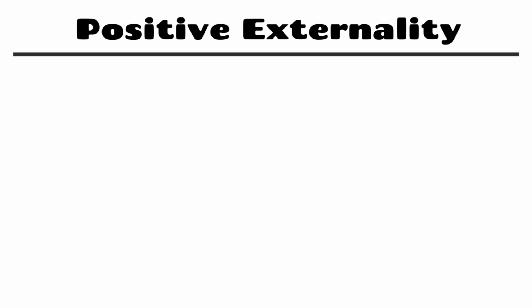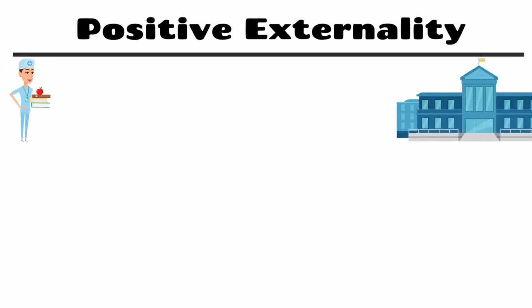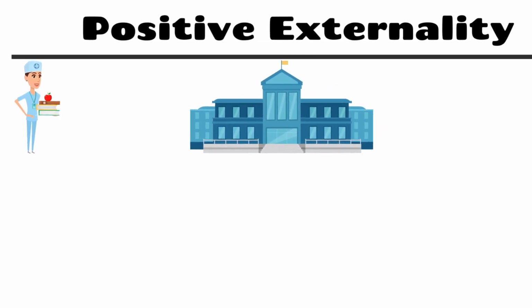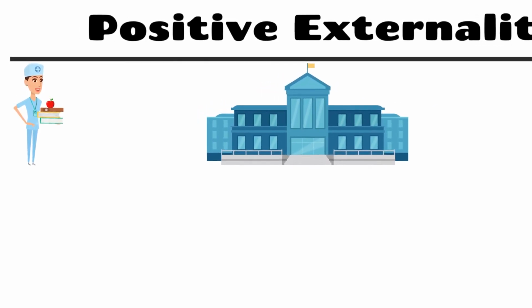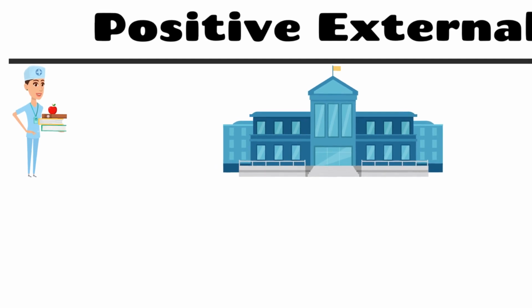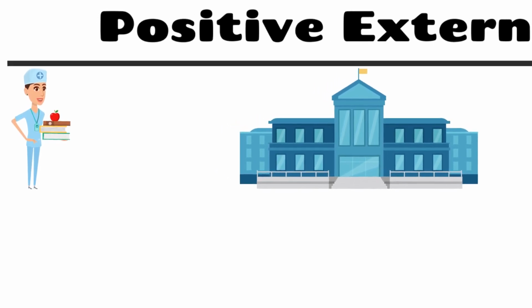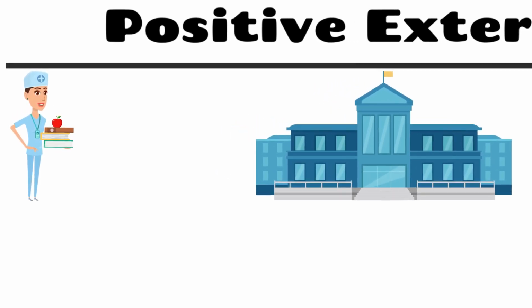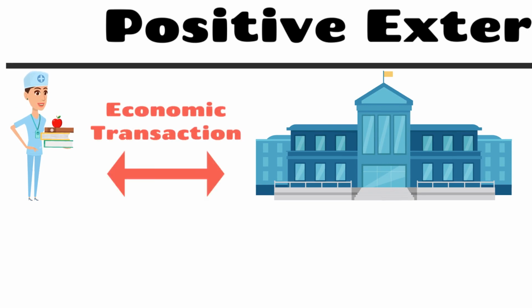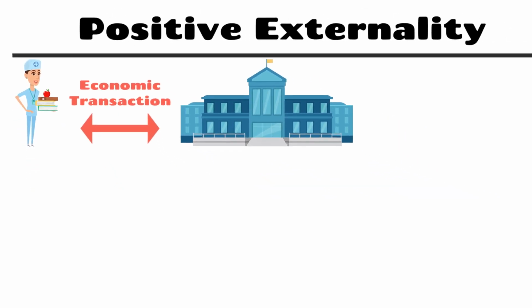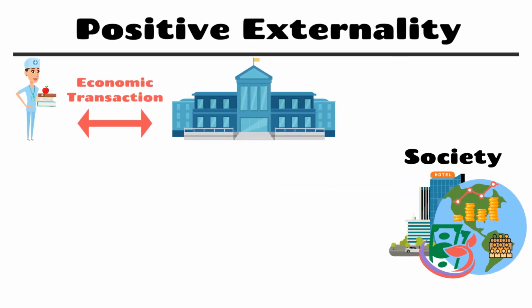Now, let's go over a positive externality, which provides a benefit to a third party. Let's say that Elizabeth enrolls in medical school. She pays the school a tuition in exchange for the accumulation of medical knowledge, as well as a degree to help enable her to practice medicine. This exchange is the economic transaction, which results in a positive externality. The third-party recipient of the benefits is our society and economy as a whole.